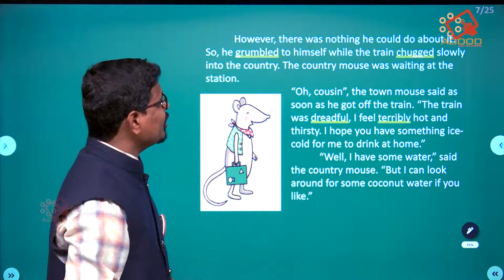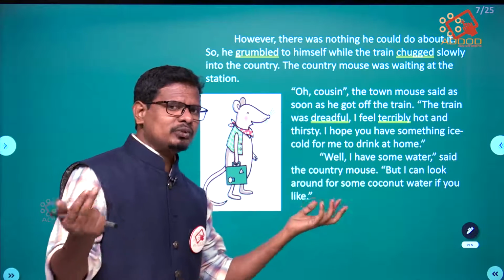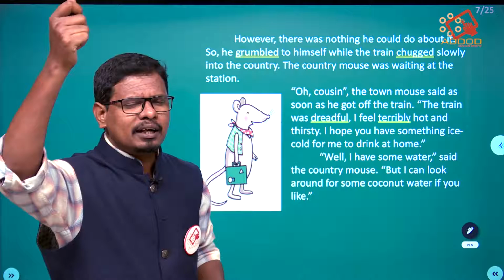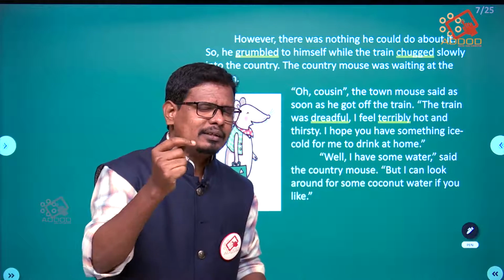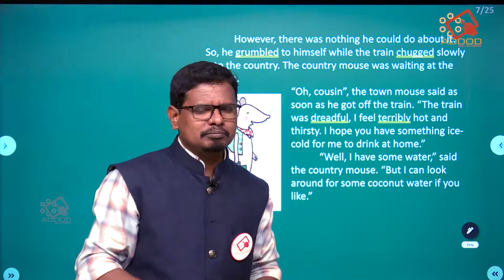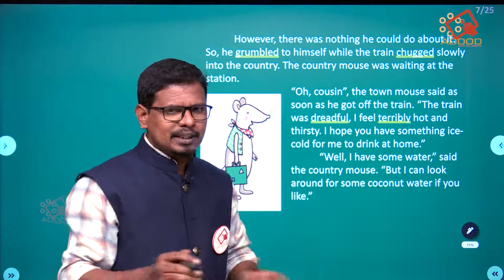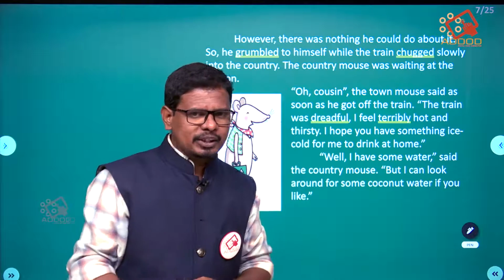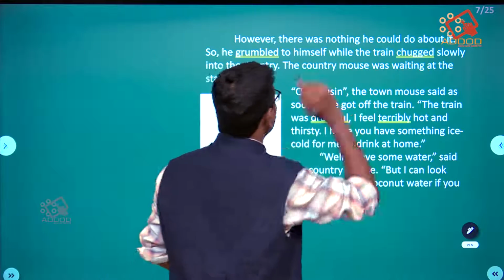However, there was nothing he could do about it. When the day was bright and sunny, what can we do? Can we put an umbrella to the sun? No. Can we ask the sun to be a little less hot for the day? We cannot ask, we cannot expect. Seasons keep changing. However, there was nothing he could do about it.